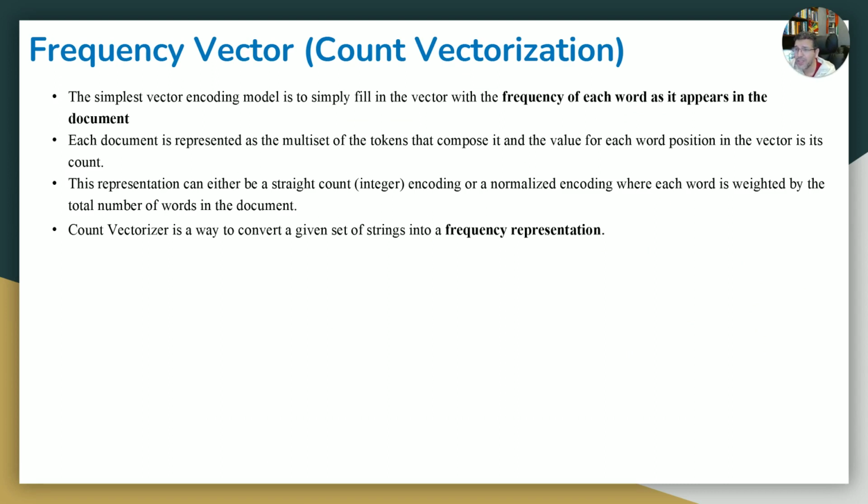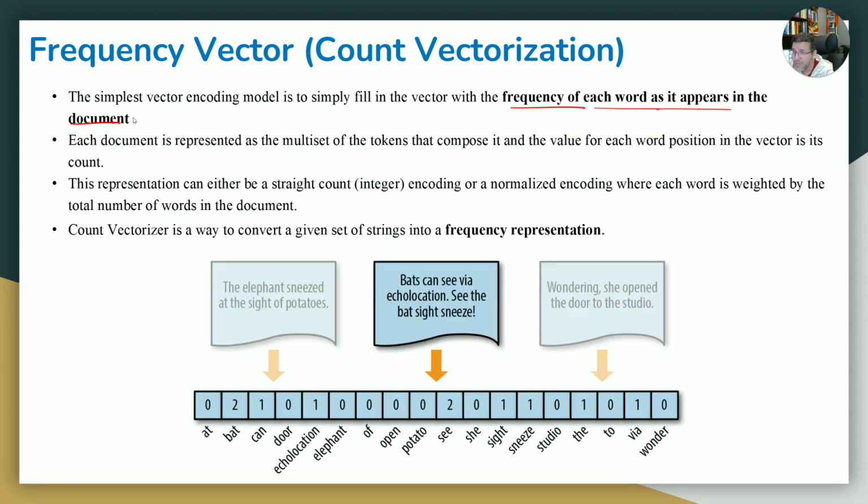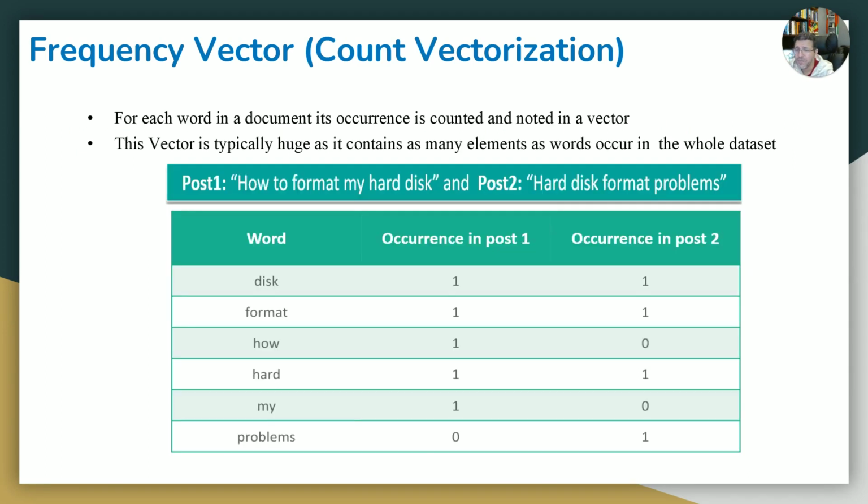There is another one called frequency vector. It's similar to bag of words. It simply counts the frequency of each word as it appears in these documents. Here is an example. This is called count vectorization. Bag of words and frequency vector are all called count vectorization. It simply counts how many unique words we have, how many documents we have, and what the frequency is for every unique word in the entire set of documents, per individual document.